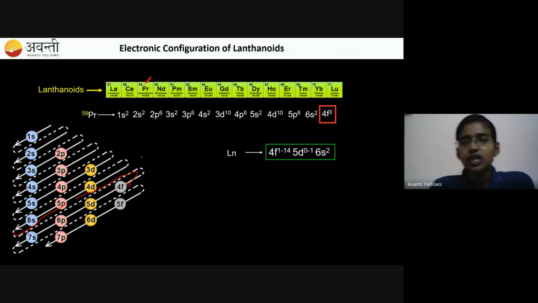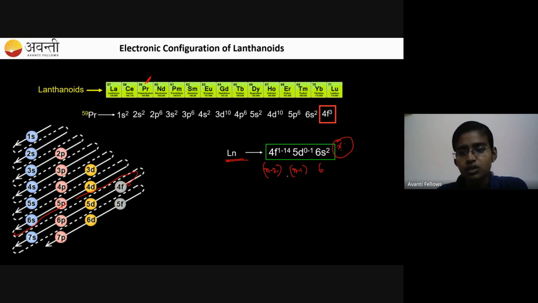So that's why it is called F block elements. And the general electronic configuration for all the lanthanides is 4f1 to 14, 5d 0 to 1, and 6s2. This is the general electronic configuration for lanthanoids, which is very, very important. So the minimum value of n should be 6 minus 2, which will give you 4. This is for lanthanoids.